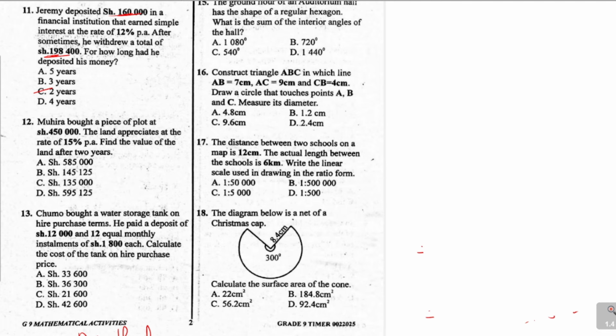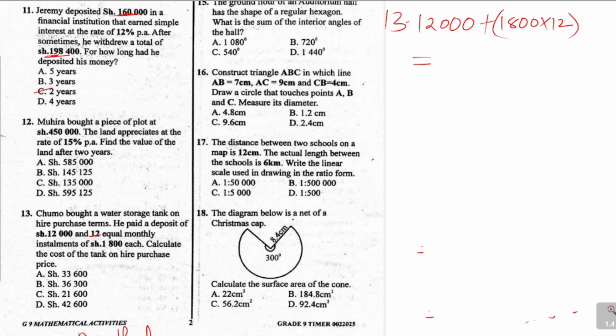Question 13. Chumo bought a water storage tank on hire purchase terms. He paid a deposit of 12,000 and 12 equal monthly installments of 1,800 each. Calculate the cost of the tank on hire purchase price. So the cost will be given by the deposit, which is 12,000, plus 12 installments. One installment is 1,800, and he paid for a total of 12 months.